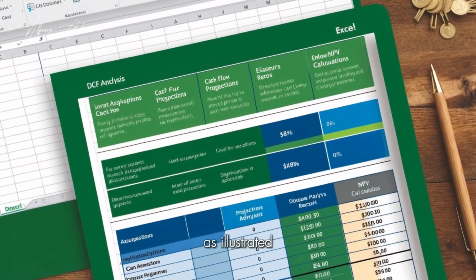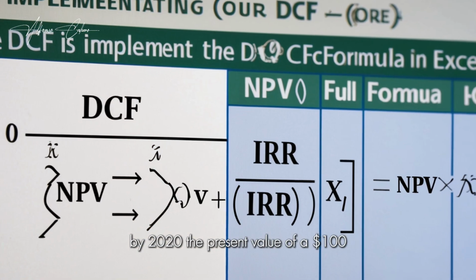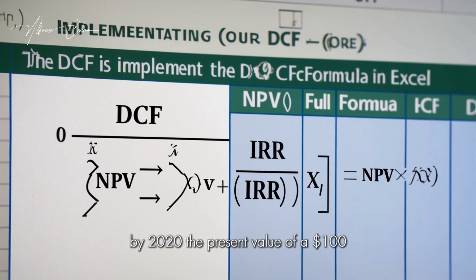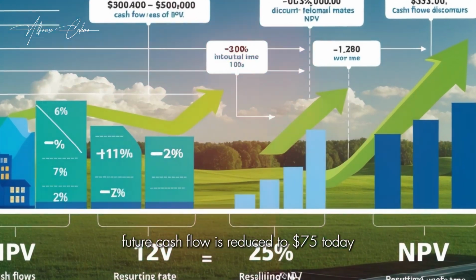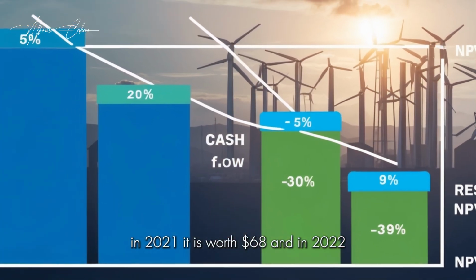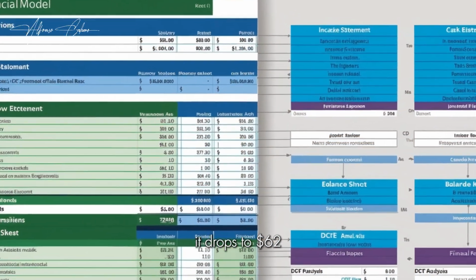As illustrated, the present value of the cash flow diminishes over time. By 2020, the present value of a $100 future cash flow is reduced to $75 today. In 2021, it is worth $68, and in 2022, it drops to $62.